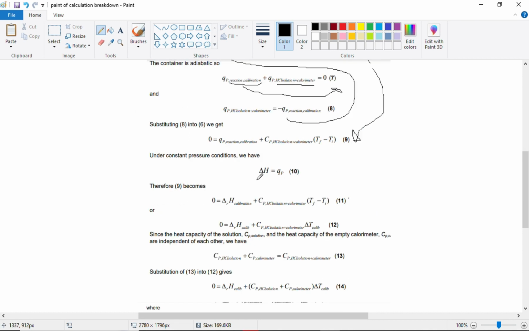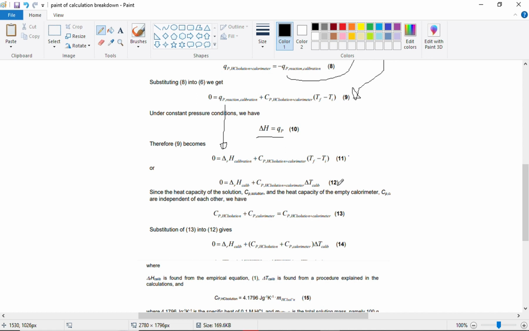Moving along, we understand that under constant pressure conditions, the enthalpy change of a reaction is equal to the heat term isobarically. So this will allow us to substitute in for Q sub P reaction calibration the change in enthalpy of the calibration reaction, which will allow us to basically have another thing that we can know already in our equation. We can also convert the TF minus TI term into the delta T of the calibration for simplicity's sake as well.